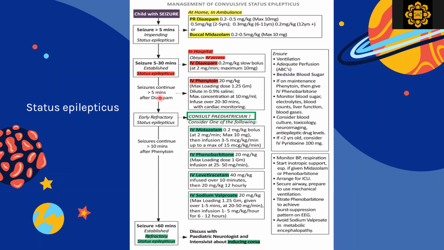Okay, so if the seizures still occur after the 5 minutes, the patient has already entered early refractory status epilepticus. Refractory status epilepticus is when we already give 2 medications, but the patient still has the seizures. So when it comes to here, we as houseman need to consult the MO, then the MO will consult the pediatrician. After this, we give midazolam, phenobarbital, all under the supervision of the consultant. So please refer to the consultant. Not to forget the basic ones, ABC: airway, breathing, circulation.